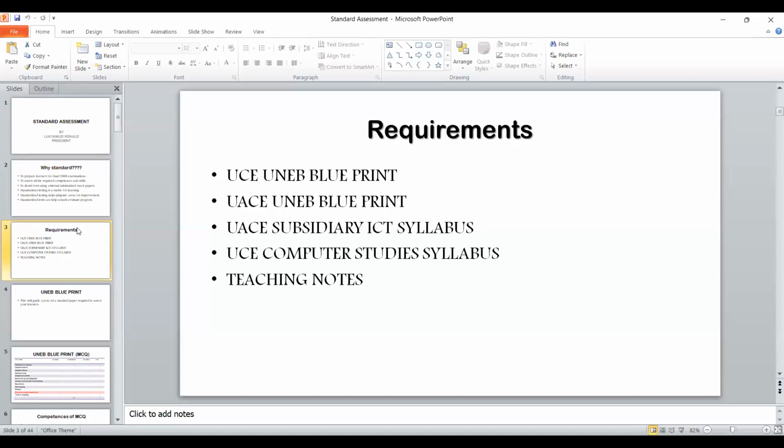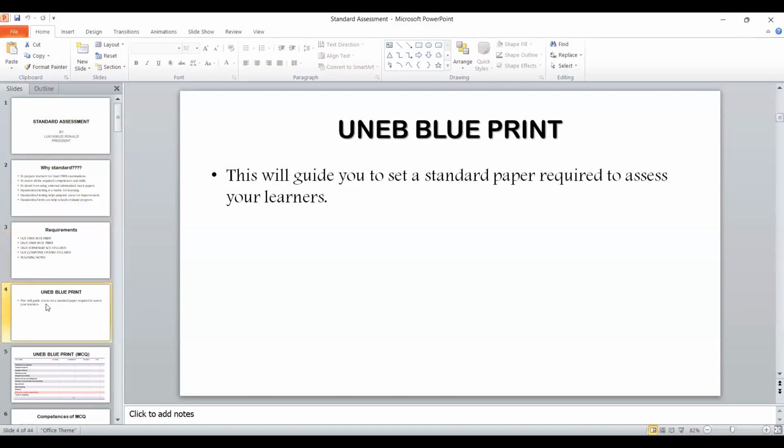In practicals, I have seen many of you setting relationships at senior 4. I've seen many prominent mock bodies setting that competence or that skill of relationships. Yet it is the very syllabus which was very clear that the emphasis should be only on flat file databases. I've seen Mero Marge and others. Let us start with the blueprint. Why? This one is going to guide you to set a standard paper required to assess your learners.